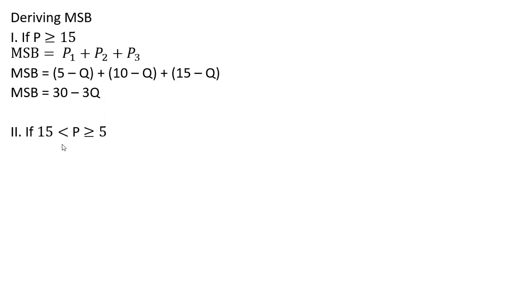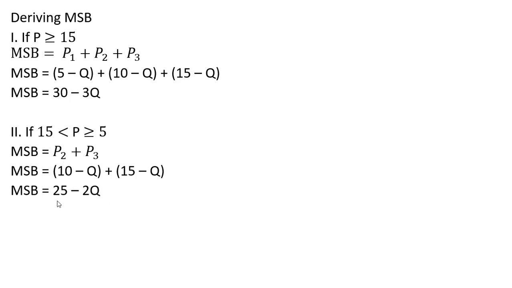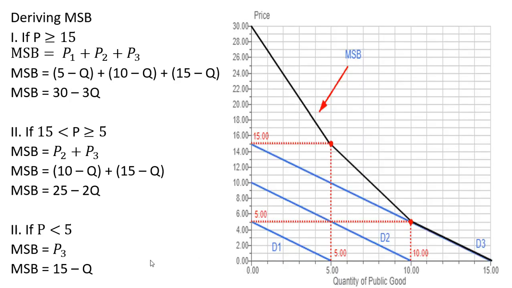If the price is between 15 and 5, we will be in the range where we're talking about the inverse demand for the second consumer and the third consumer. We're going to sum those up, making our substitutions. So the marginal social benefit curve in that range is going to be 25 minus 2Q. And then finally, if the price is less than 5, we're going to be just dealing with the third consumer, the P subscript 3 inverse demand, making that substitution. We have the following.